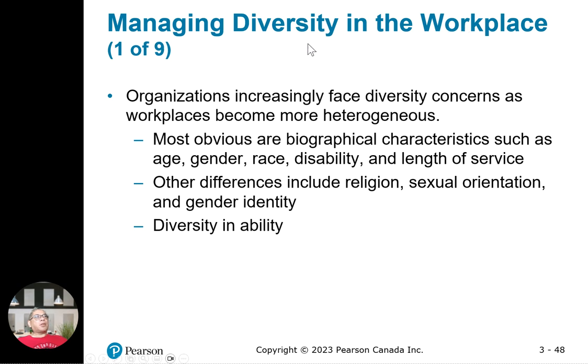So in managing diversity in the workplace, most of the companies I work for have a lot of diversity. Here in Canada, organizations can face diversity concerns as workplaces become more heterogeneous. Most obvious are biological characteristics such as age, gender, race, disability, and length of service. Other differences include religion, sexual orientation, and gender identity. Diversity is inevitable.